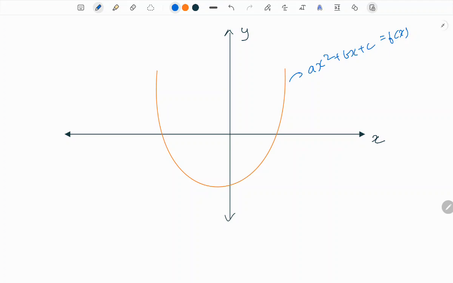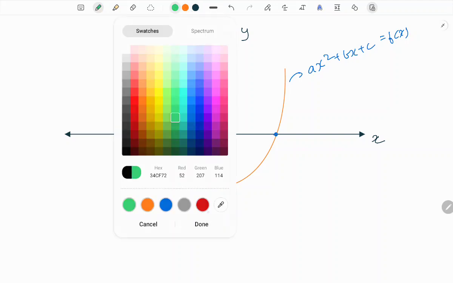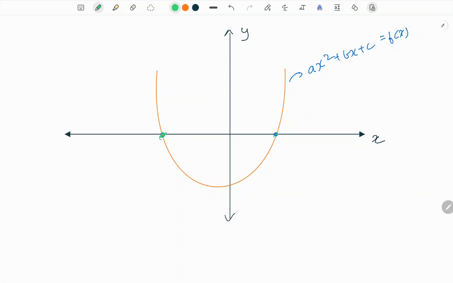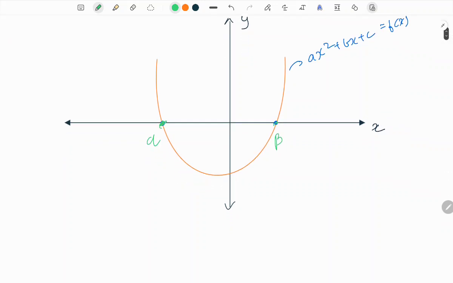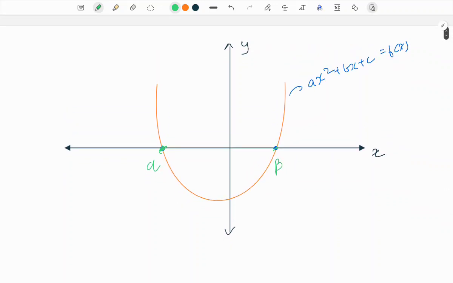So now what do the roots show? The roots show these points. Let me highlight it with another pen. The roots show this point. We'll assume them as alpha and beta, as a and b are already used over here. So alpha and beta are the points at which the graph is cutting the x-axis. You can see over here. The graph is cutting the x-axis at these points.